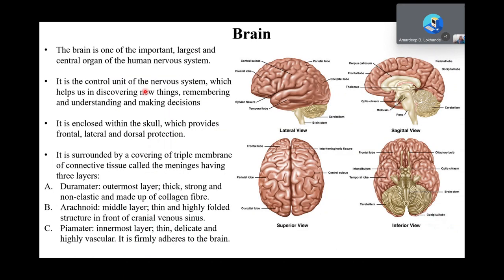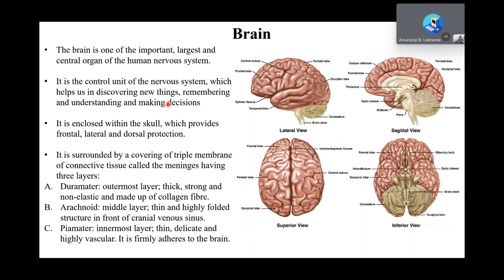As you are told multiple times, the brain is one of the most important information relaying centers in your body, and it is also the largest organ in the human nervous system. It is a control unit which helps us. As you know, the brain can discover new things, remember things, understand and make decisions. All of this happens via the structural components of the brain, as we will see in the slides.